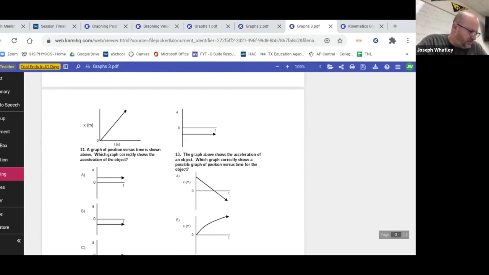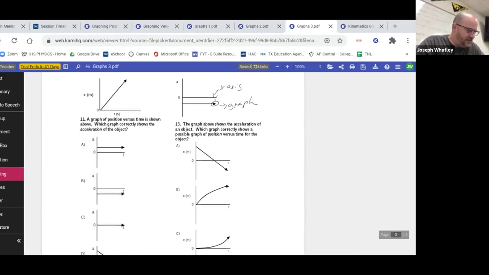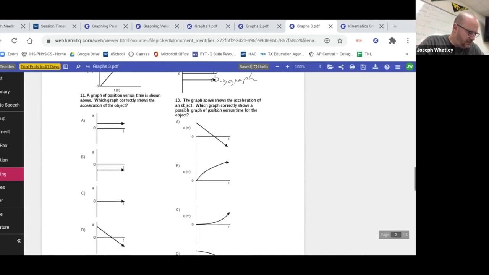Okay, so what type of acceleration do we have there? Constant positive, negative, or 0? Positive constant. Oh, it's negative. So your t line, your x-axis here, that's your x-axis, the one with the arrow, this is the graph. So it's negative. If we look at number 13, which graph shows the acceleration of the object, which shows the position versus time? If we have a negative acceleration, which one of these is a possible graph for that?